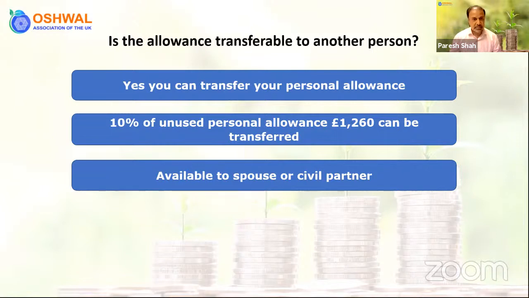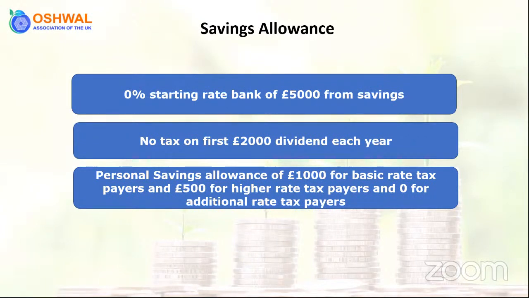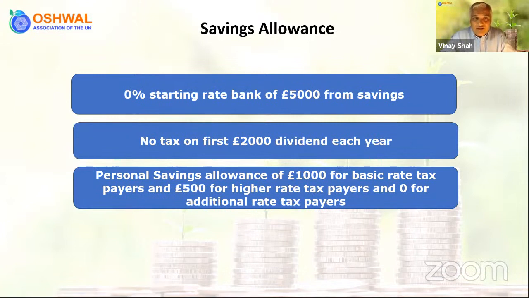So next slide, please. So Vinay? Yeah, so also when it comes to savings, you have something known as your savings allowance. And for this savings allowance, it's a 0% rate on the first £5,000 of savings income that you have, which is other than dividends, such as something like bank and building society interest.